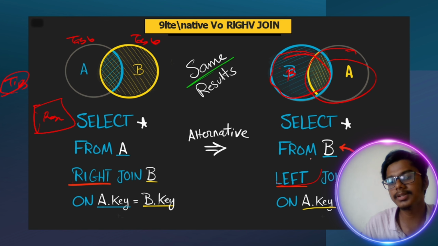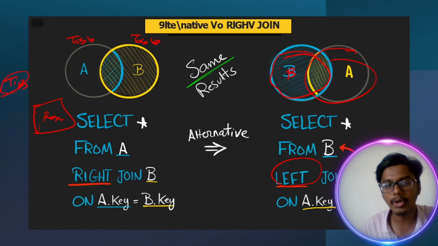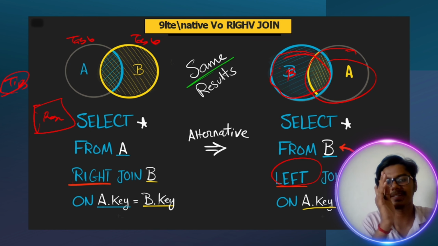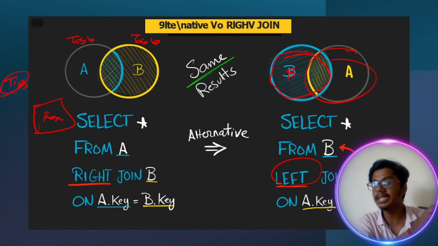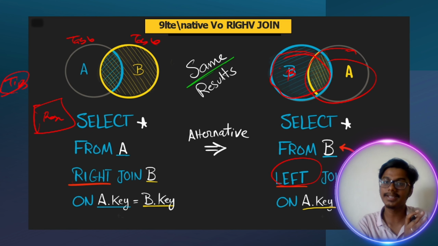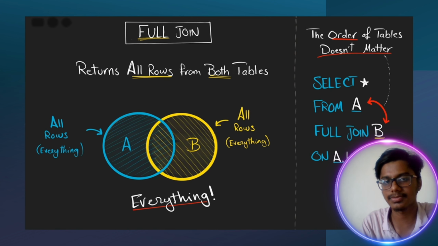If you write the left join, the two results are the same. If you consider A here and B here, and use the right join, there is some result. If you consider B here and A here, and use the left join, there are the same results. The same results are going to happen in both cases.